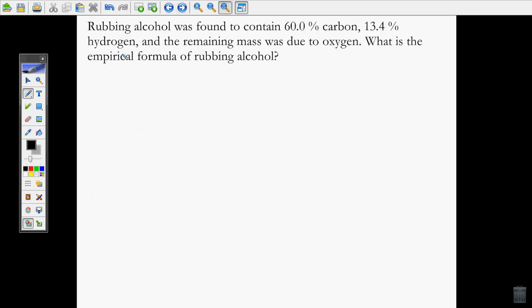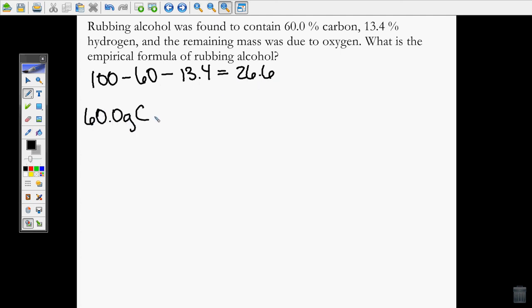Rubbing alcohol was found to contain 60% carbon, 13.4% hydrogen, and the remaining mass was due to oxygen. What is the empirical formula? Well, first let's find what my mass was of oxygen. So if I take 100, subtract my carbon, subtract the hydrogen, I will get oxygen, which is 26.6. So then I'm going to assume I have 100 grams. So I have that many grams of carbon, this many grams of hydrogen, and this many grams of oxygen.